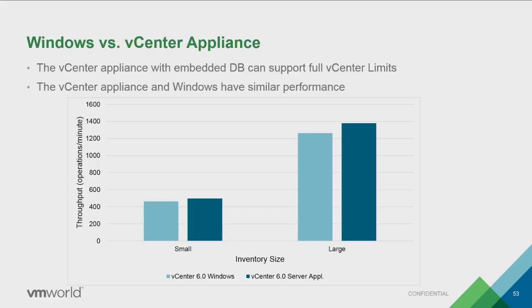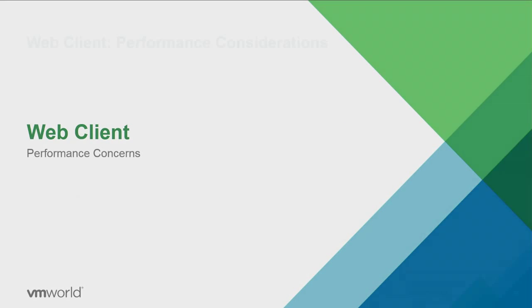For small size, large size, medium, whatever, on the x-axis is the inventory size and on the y-axis is operations per minute. Windows and the appliance have performance parity. So performance should not be the reason that you don't upgrade and use the appliance, excuse me.